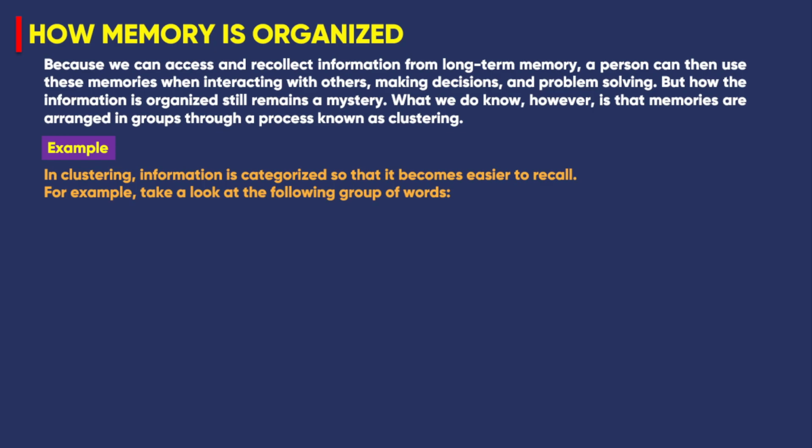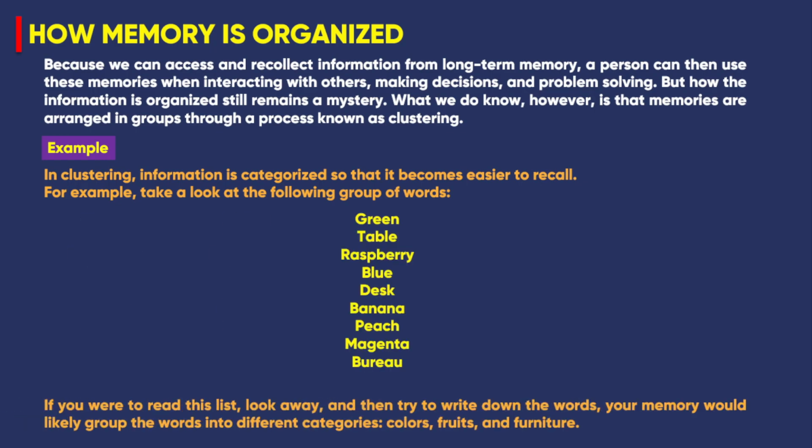For example, take a look at the following group of words: If you were to read this list, look away and then try to write down the words, your memory would likely group the words into different categories such as colors, fruits, and furniture.